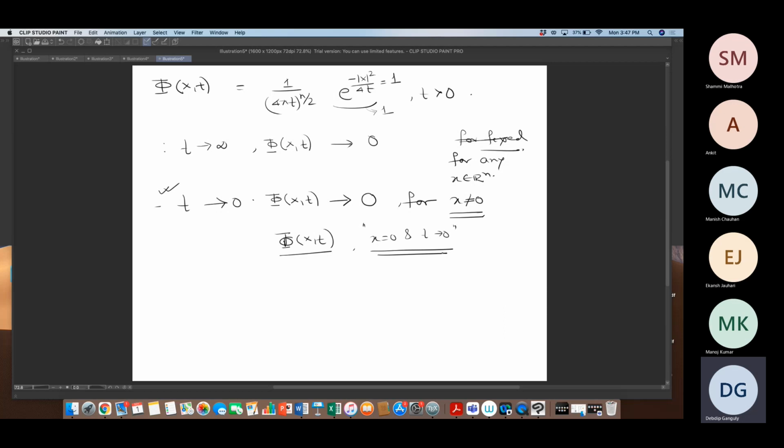Clear? Okay. Second, do you know what is the integration? You have done this definitely in measure theory, for fixed t. What is the value of the integration?